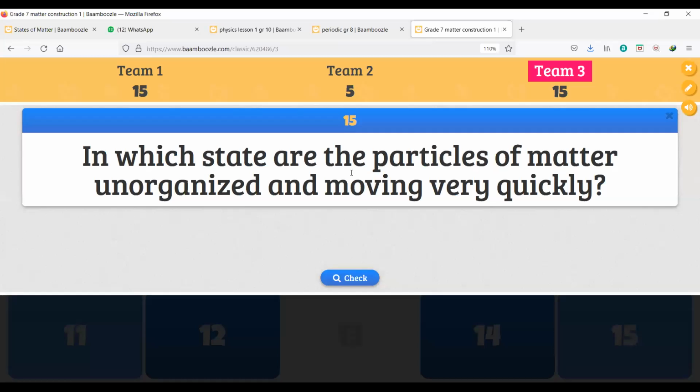In which state are the particles of matter unorganized, moving very quickly, or they have large intermolecular spaces? Solid? Solid, they are moving very quickly, or they have limited motion in solid? You have solid, liquid, and gas. Which one moves very quickly and freely? Yes, Omar. The one that has speed motion, large intermolecular spaces, once you spread it, solid or liquid or gas?